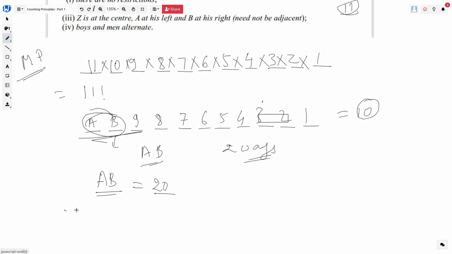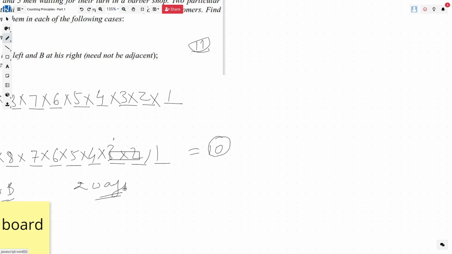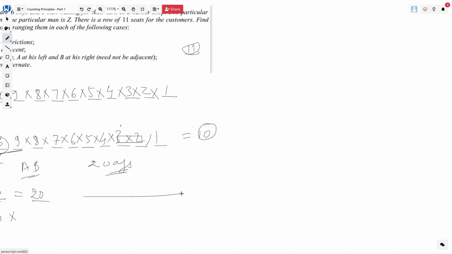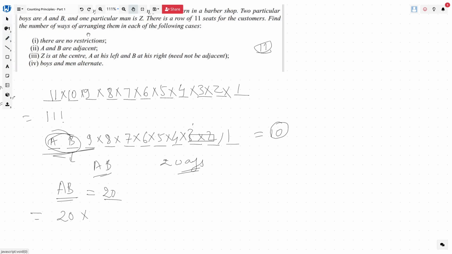So basically this will be 20 times this whole multiplication, which is again factorial 9. This is the term which is commonly used, the factorial. I am not going to go into the detail of it, but you will come to see that factorial 9 can be represented like this.